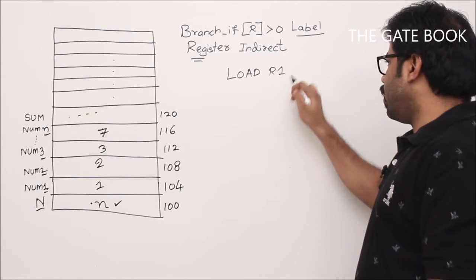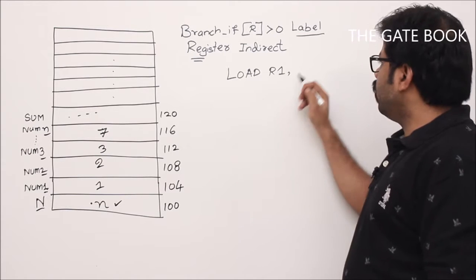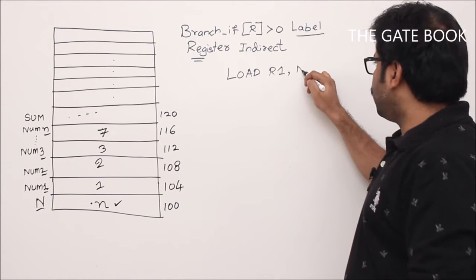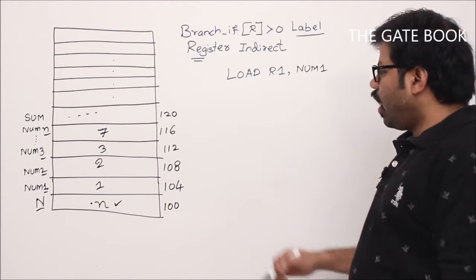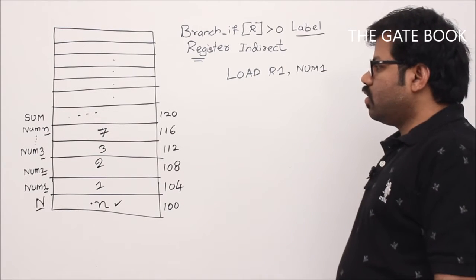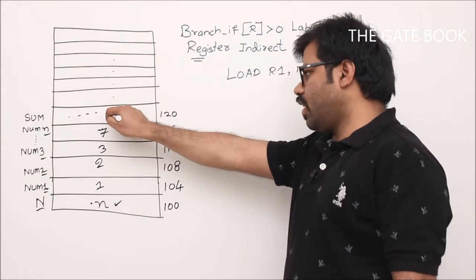Let us use R1 for that purpose. R1, and where is that? I am using direct mode, so it is in number 1. Yes, I got it. Number 1. After that, you have to add that to sum, right? So how to add it? But we have only the store instruction. If you want to store something here, we have that instruction.